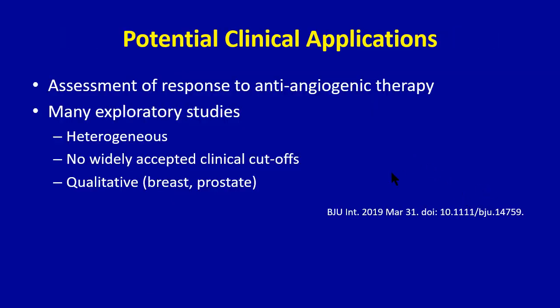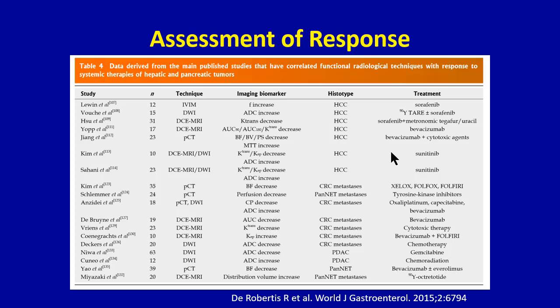So currently, DCE MRI is used for anti-angiogenic therapy assessment in a research setting. There are many exploratory studies, but few conclusions. That's because this technique is heterogeneous. This also presents an opportunity for us to do more work. And here's a good summary of what has been done.